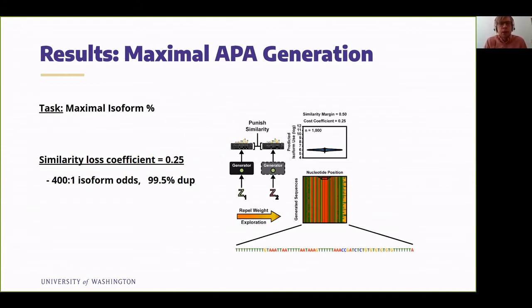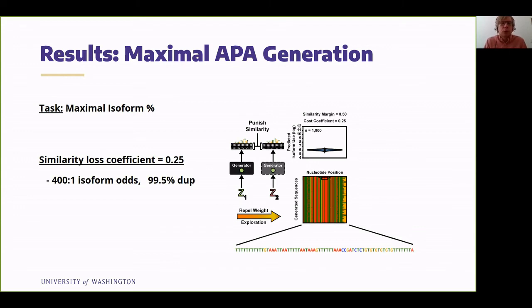This can be seen more clearly if we first train a deep exploration network to maximize poly-A strength while enforcing a very small similarity loss coefficient, meaning we don't penalize similarity very harshly. As you can see, the resulting deep exploration network does not become very diverse because you see these vertical stripes in the diversity plot. In fact, if we sample 100,000 sequences from this generator, 99.5% of those sequences are duplicates.